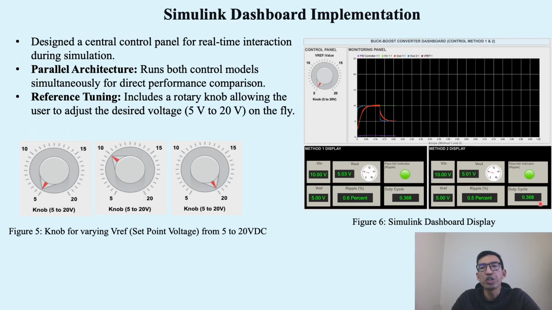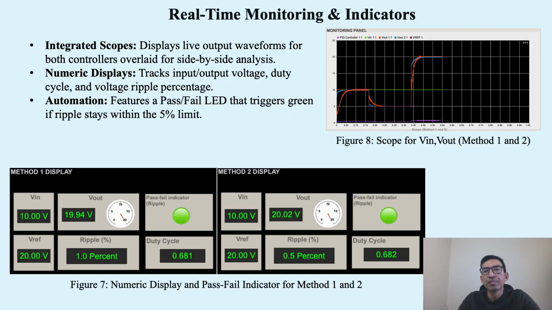We implemented a unified dashboard with parallel architecture, running both controllers simultaneously for direct comparison. A rotary knob adjusts reference voltage from 5 to 20 volts in real time. The dashboard includes an integrated scope showing both output overlay. We also added a screen to show the live numeric display of voltage and current. There is a pass and fail LED light too. It stays green as long as the voltage ripple stays under our 5% limit.